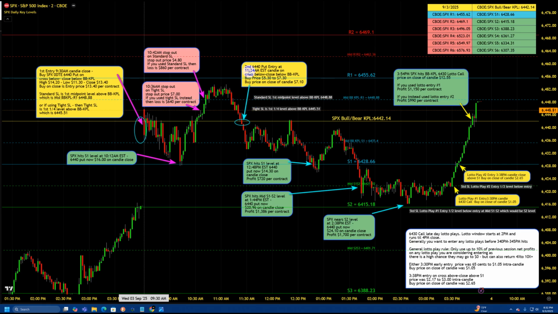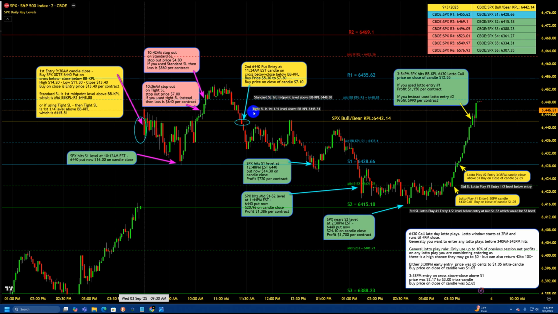However, later we had another move down and cross below the bull bear key price level. At the 11:24 a.m. candle, it crossed below and closed below the BBKPL. The buy price intra-candle was anywhere from 5.30 to 7.30. However, on the candle close, it was $7.10. So that's your buy price on the close of this candle as it closed below the bull bear key price level at $7.10 per contract.